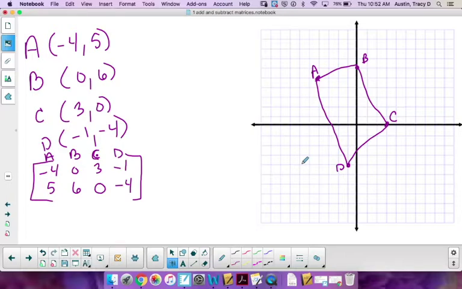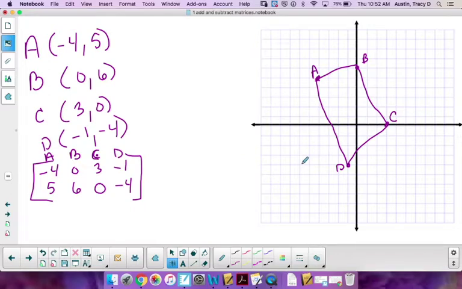Now, it is perfectly acceptable to start at A and go to D. So you could do A, D, C, B when you're writing your matrix, and that would be fine. So you would have -4, 5, -1, -4, and that would be okay. But it does need to be in order that you could draw it.